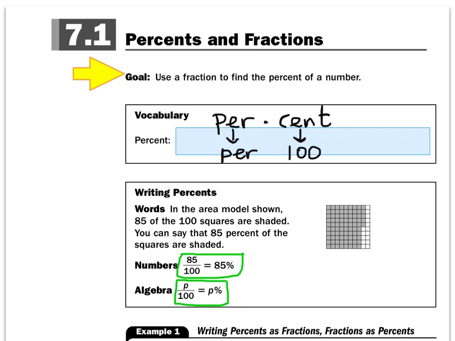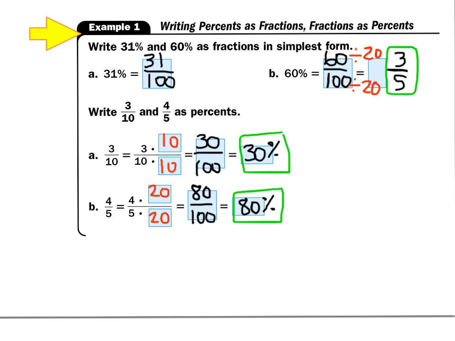See this square? It's a 10 by 10 square, so there's 100 little squares, and they shaded in 85 of them. So we would write that as 85 out of 100, or 85%. And so in algebra, p over 100, any number over 100 gives us that percent. Okay, so take a look at example 1.